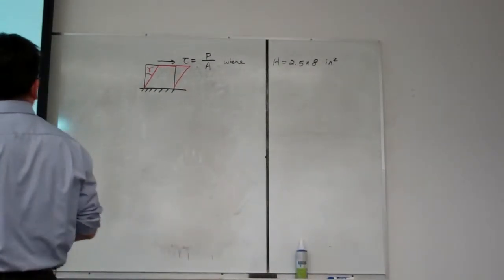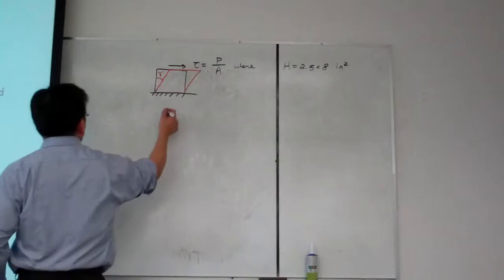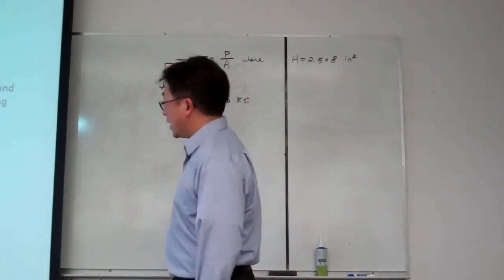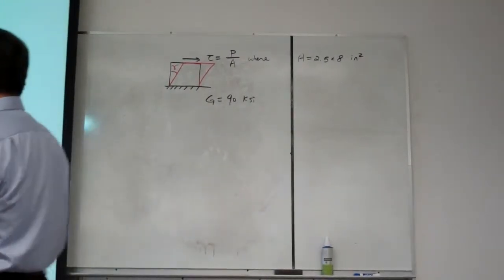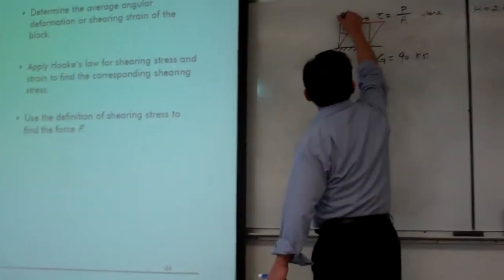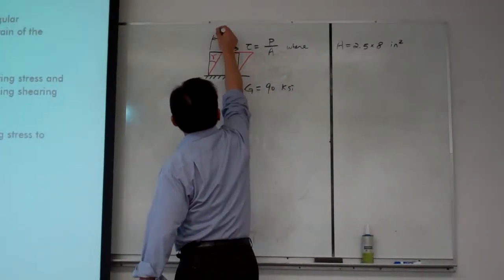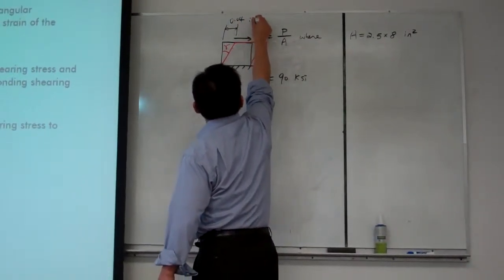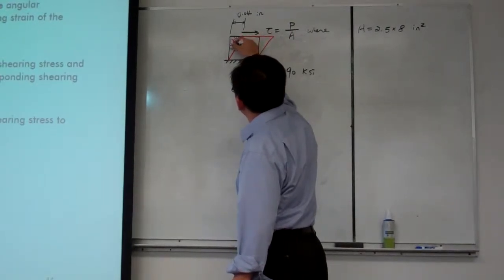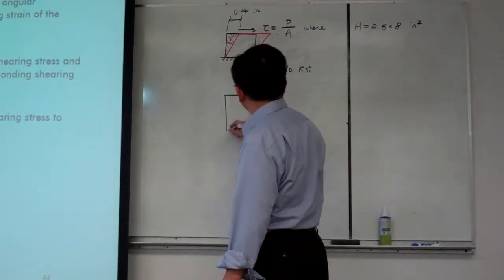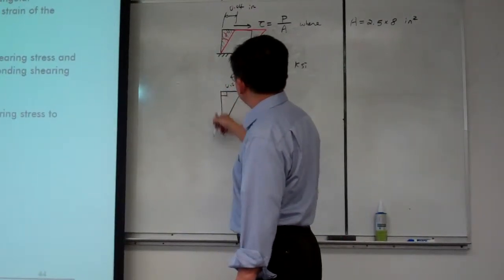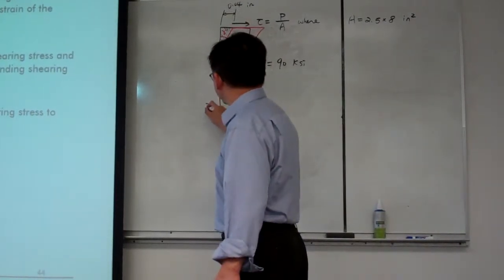Okay, so now for these questions, we are given the G. G is given equal to 90 KSI. And the top plate moves by 0.04 inch. So that means this distance here we measure is 0.04 inch. So therefore, if we utilize this triangle here, this is 0.04, and the height is 2 inch here.